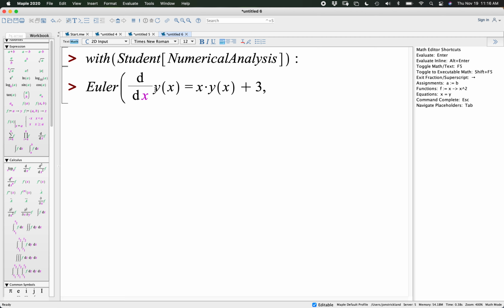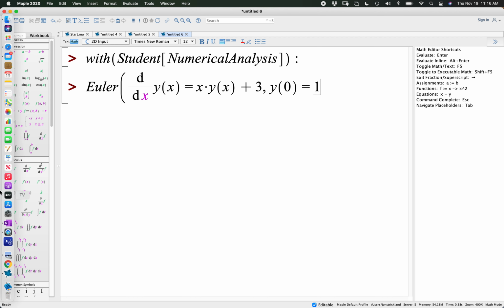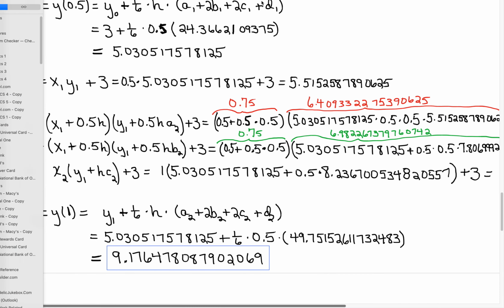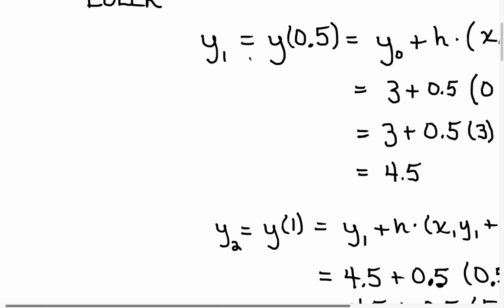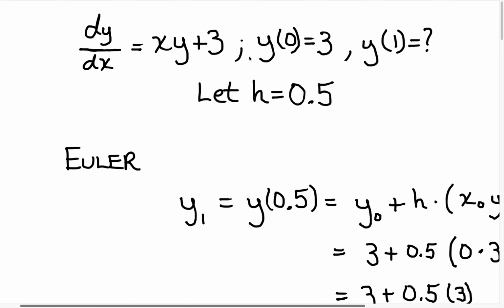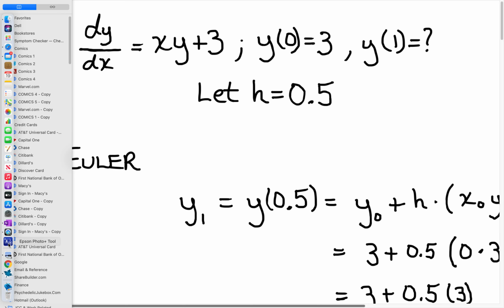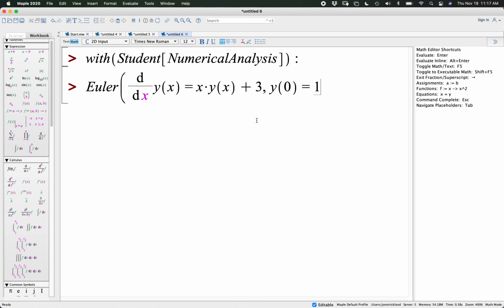Again, we had that y naught was equal to 3, y1 we're looking for. So y naught is equal to 3, and we're looking at going out to x equal to 1. Now we had the step size to be 1/2.